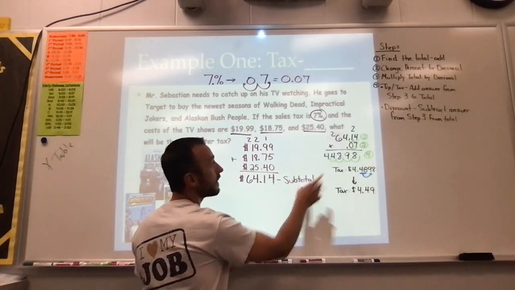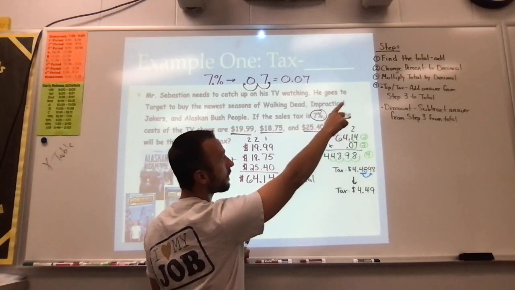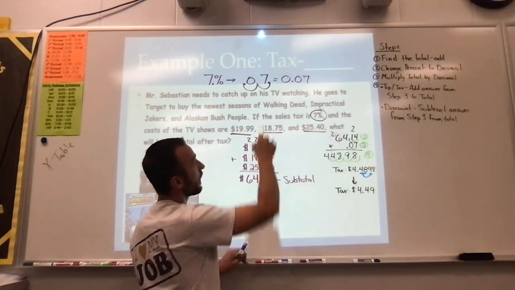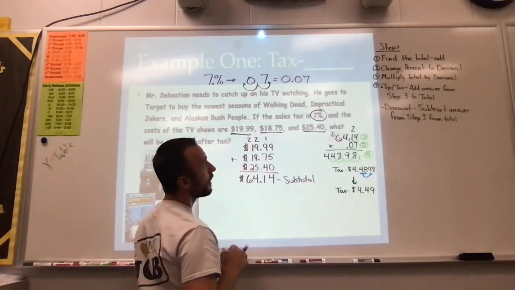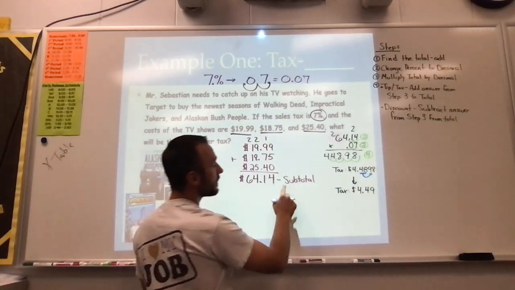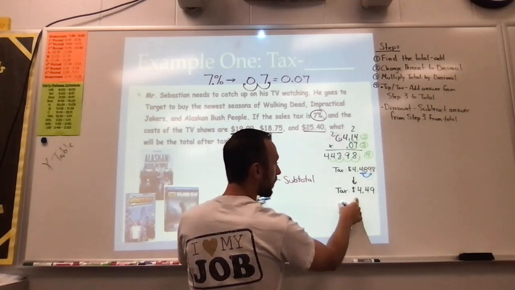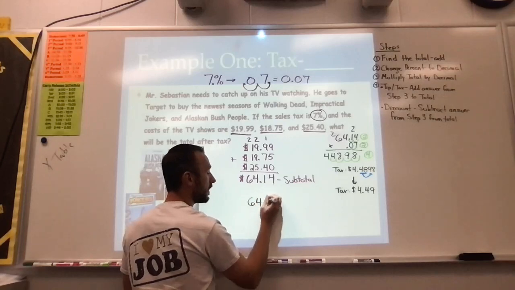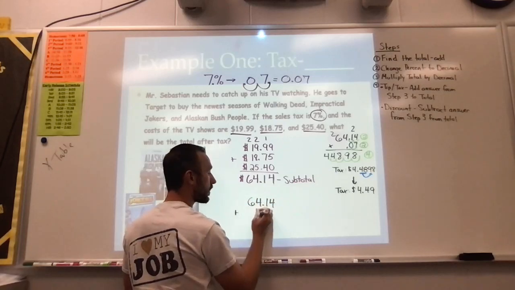So if you look at my steps, step 1, find the total, did that. Step 2, change the percent to decimal, did that so far. Multiply total by decimal, did that. Now I need to add these two together to find my absolute total, to find how much I'll pay after tax. So I take $64.14. I'm going to add that to $4.49.